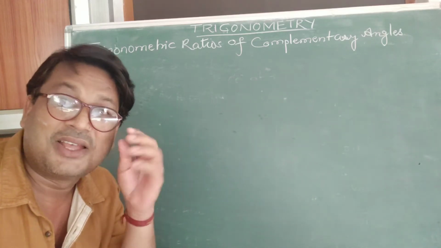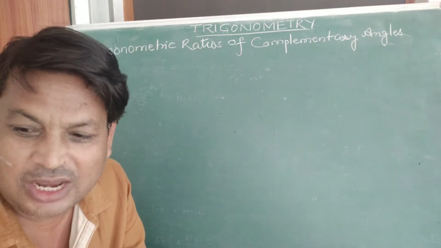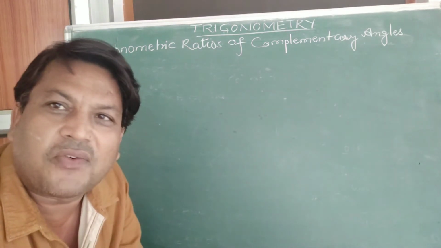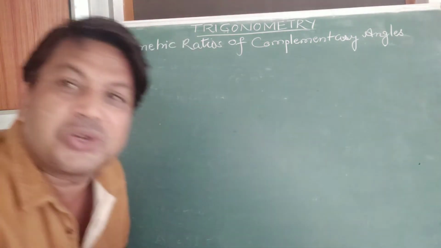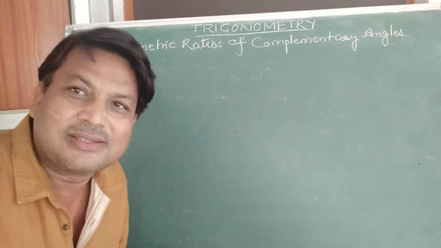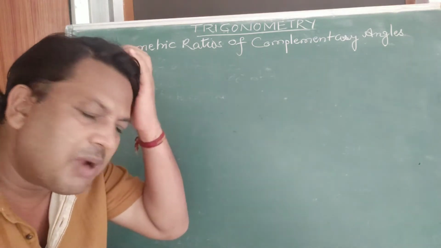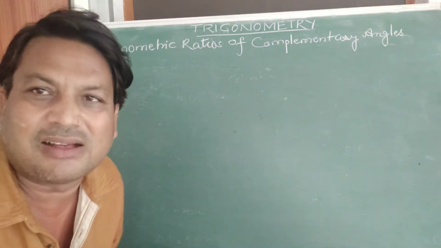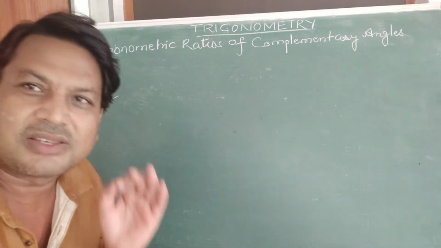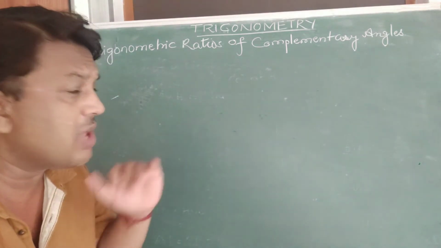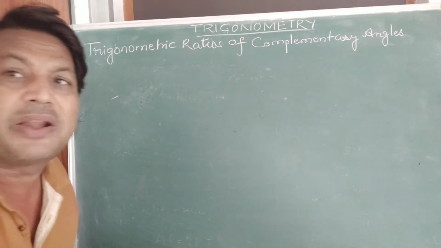Hi children, good morning. Now we are going to discuss trigonometric ratios of complementary angles. What, children? Trigonometric ratios of complementary angles. Children, in the previous classes we have studied the trigonometric ratios of specific angles, that is 0 degree, 30 degree, 45 degree, 60 degree and 90 degree. Now we are going to discuss trigonometric ratios of complementary angles.